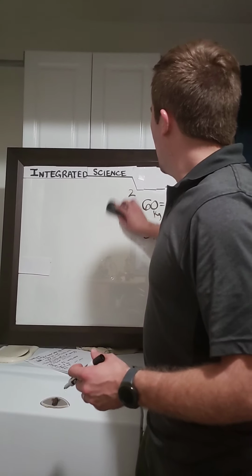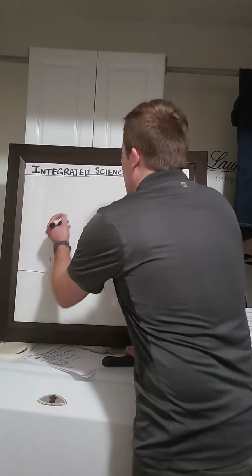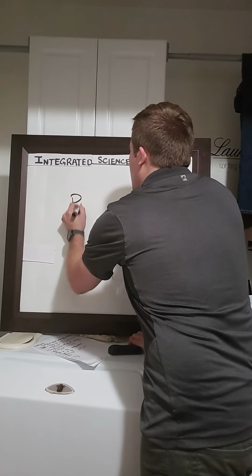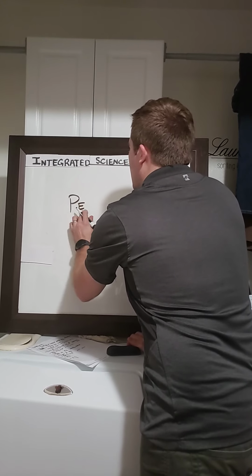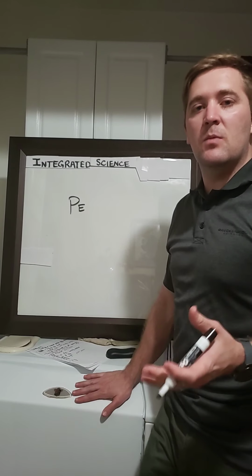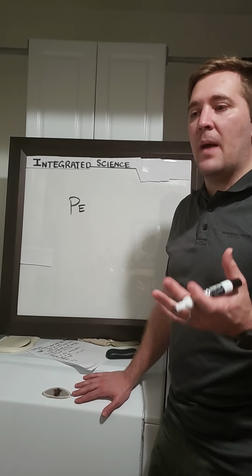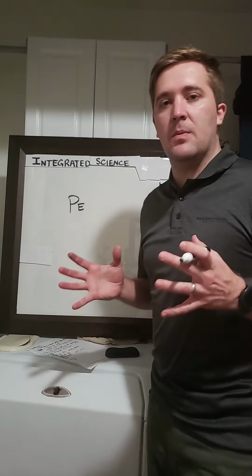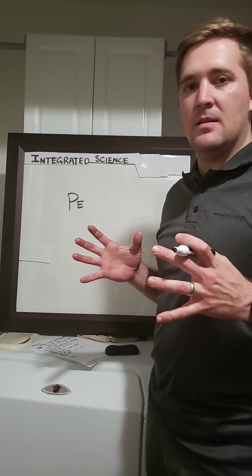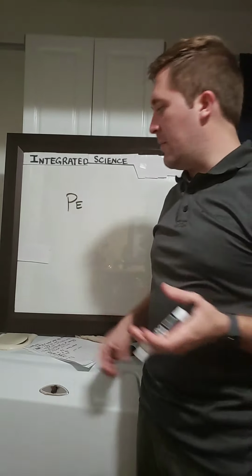Now let's talk about potential energy. Potential energy is how much energy something potentially has. So it's not talking about something moving, it's talking about something at rest. If we're thinking of a basketball, if I hold the basketball right here at my chest, compared to above my head, it's going to have more potential energy above my head.